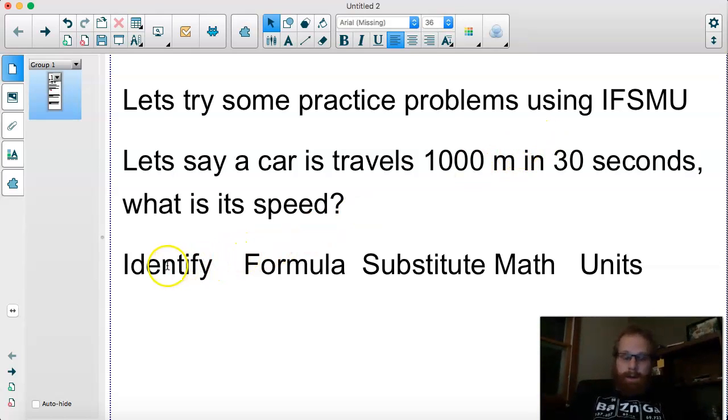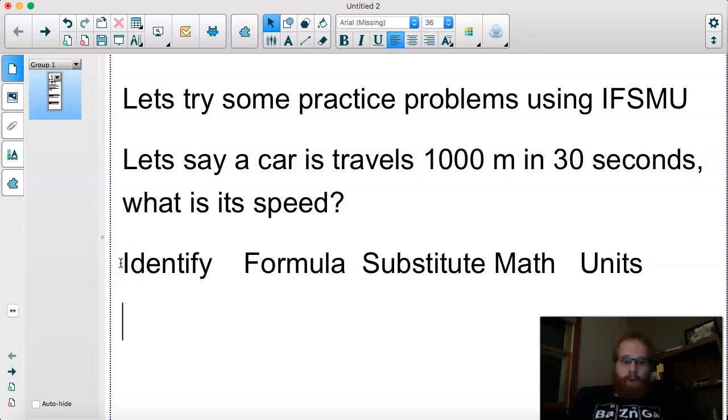So the first thing that I need to do is identify what I know in this problem and what I don't know in this problem. There are two things that I know. What are they? Can you identify them?